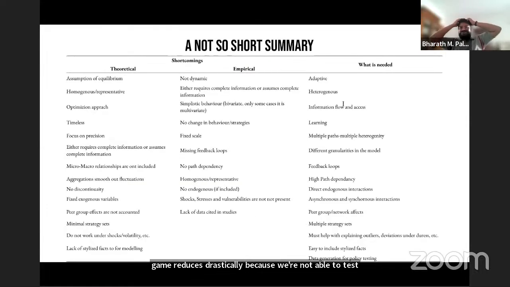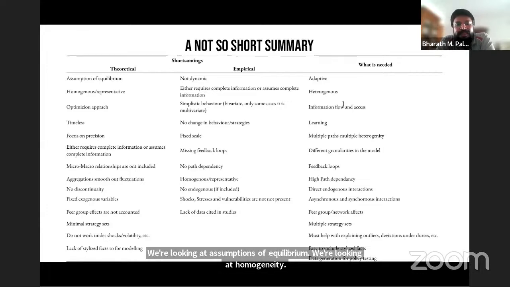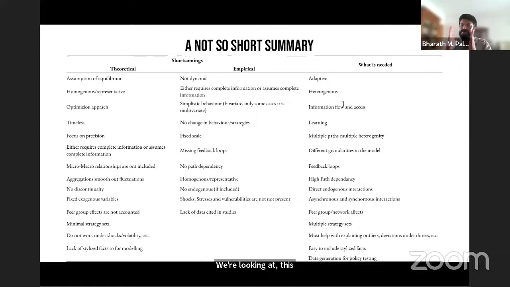A very, very not so short summary is, in terms of theoretical processes, when it looks at modeling and public policy, we are looking at a few assumptions, right? We're looking at assumptions of equilibrium. We're looking at homogeneity. We're looking at discontinuity. We're looking at a small set of quantified strategy sets.